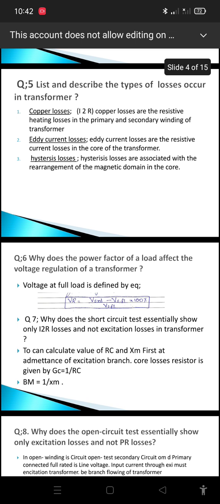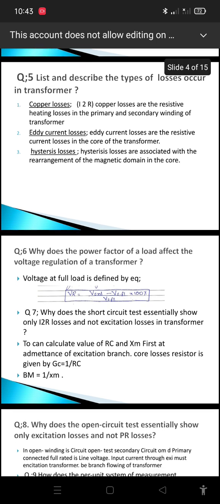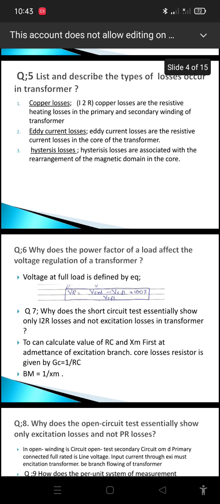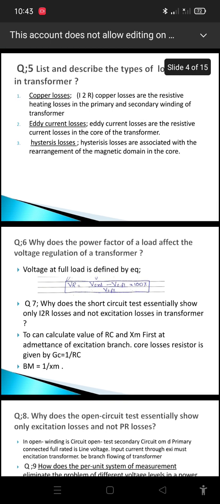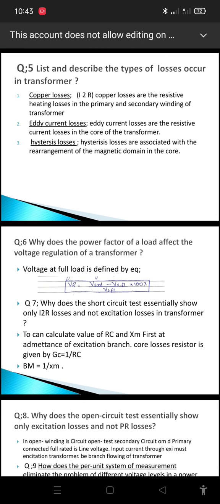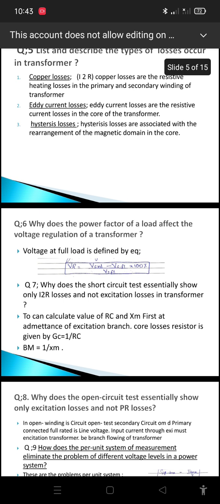Why does the short circuit test essentially show only I squared R losses and not excitation losses in the transformer? We can calculate RC and XM first. The admittance of the excitation branch, with core loss resistor, is given by GC equals 1 over RC, and BM equals 1 over XM.